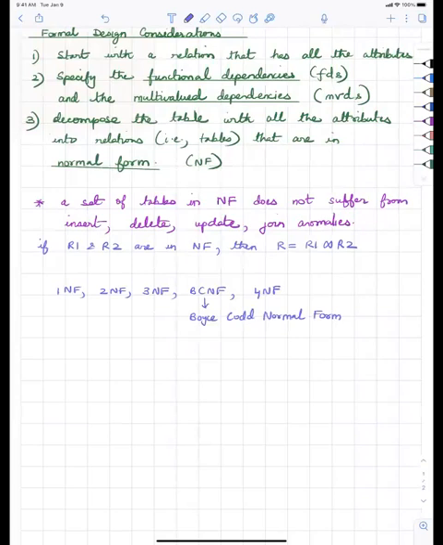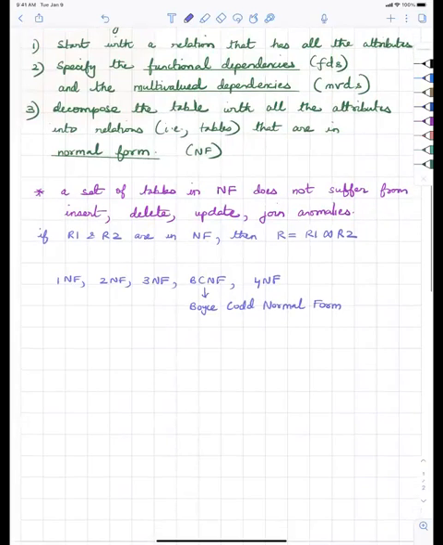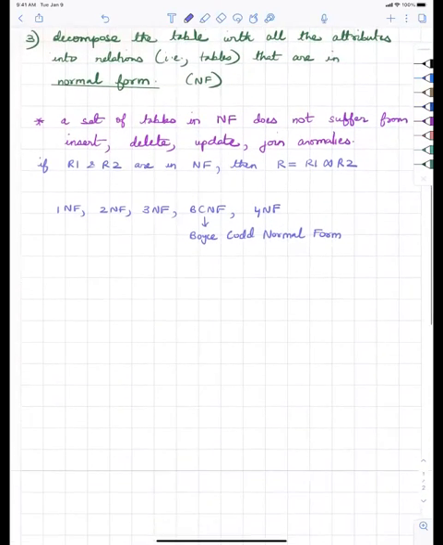The first normal form is any table that we've been looking at so far. Those are tables where every attribute is just one value. You don't have multiple values.